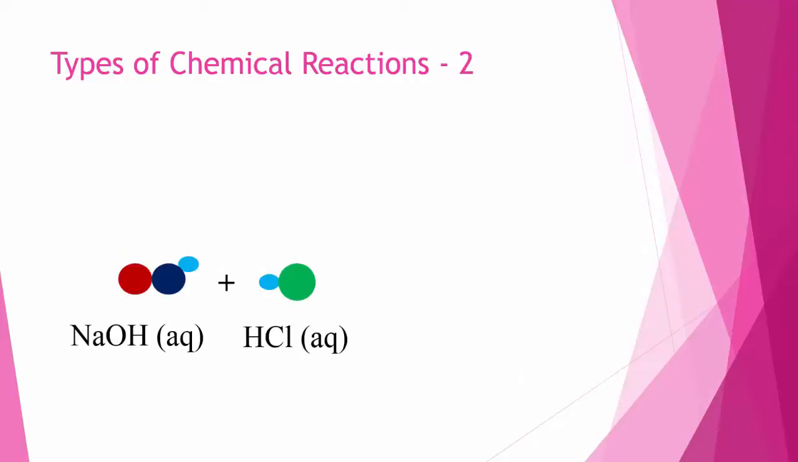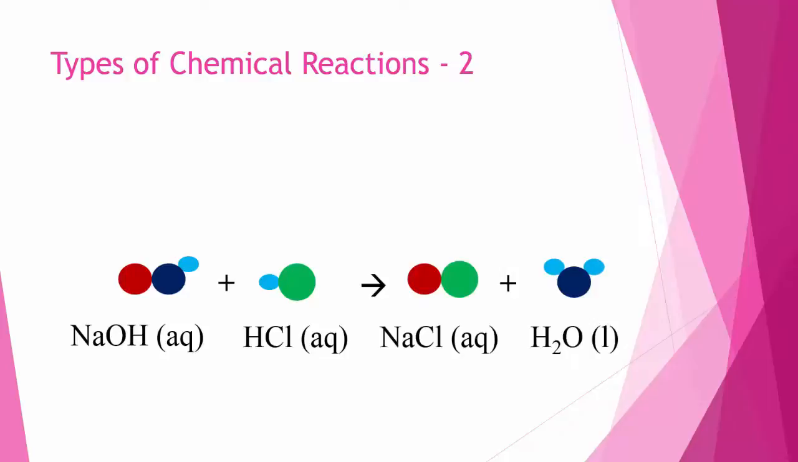Another example: sodium hydroxide, which is a base, can react with hydrochloric acid, which is obviously an acid. And when that happens, the sodium and the hydrogen switch places, and you get sodium chloride, which will remain aqueous, and you'll have liquid water formed. You'll actually see the volume of the liquid increase.